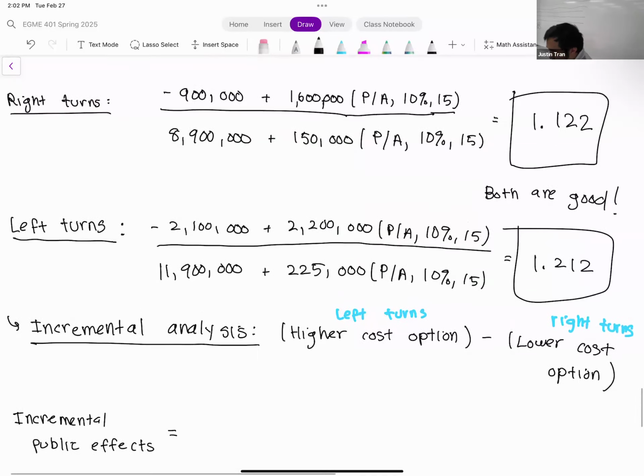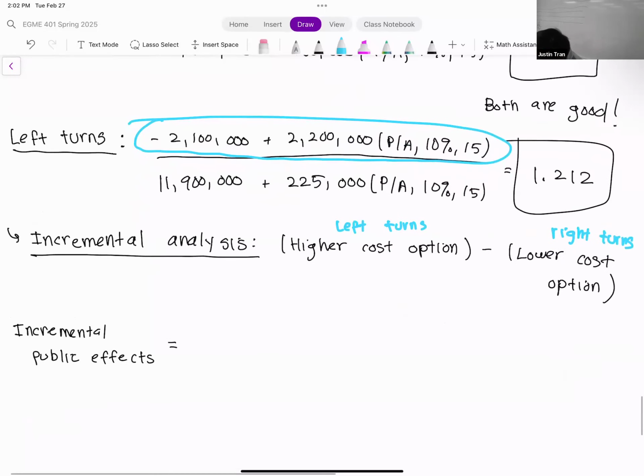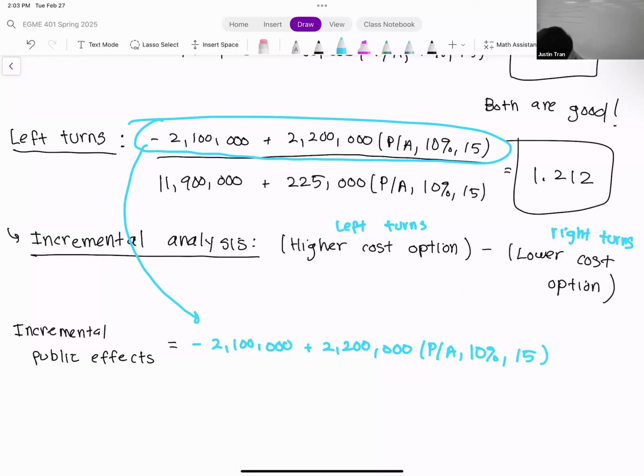All right, so one way that you can think about it, and even though doing it individually here is not enough, it does actually help you in setting up the increment, because what we have here, if we look at the numerator on the left turn lanes, that is the effects to the public. Okay, so let's go ahead and bring that down here. Okay. So we have a minus 2.1 million plus 2.2 million, P over A, 10%, and 15, okay? So that is the effects to the public from the left turn lane, higher cost option.